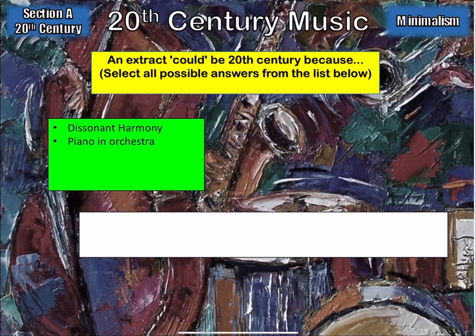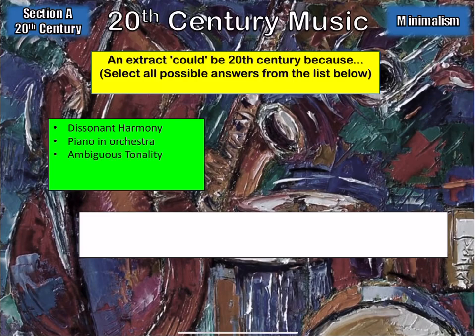Piano and orchestra, whilst you could have the piano as a solo instrument, say from the classical period onwards, some composers in the 20th century used the piano as any other instrument in the orchestra. Not all the time, so again, it does depend on the piece that you're listening to.